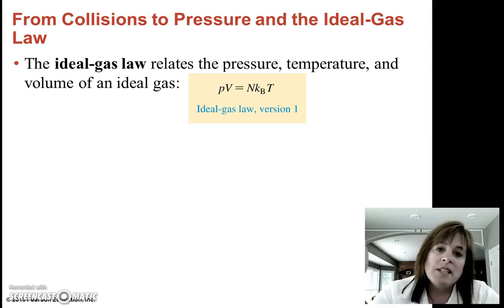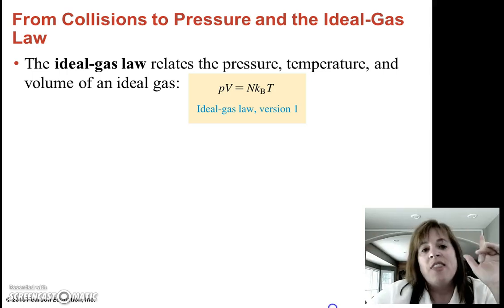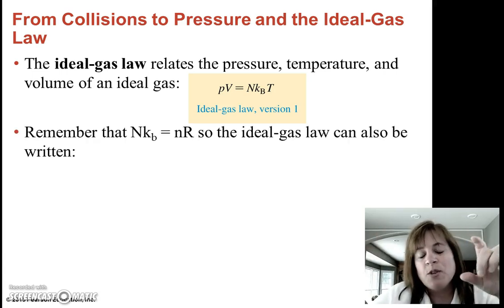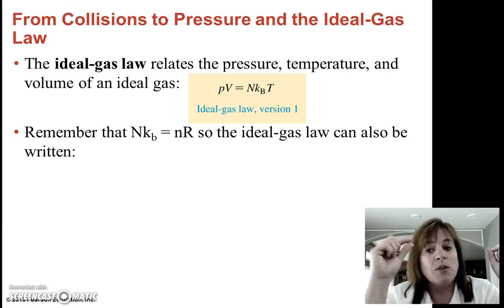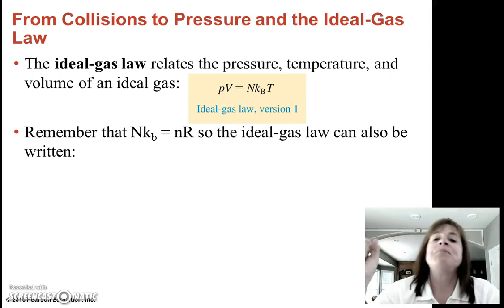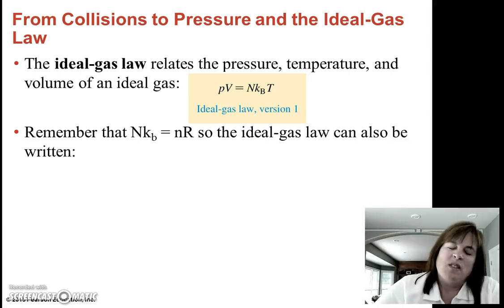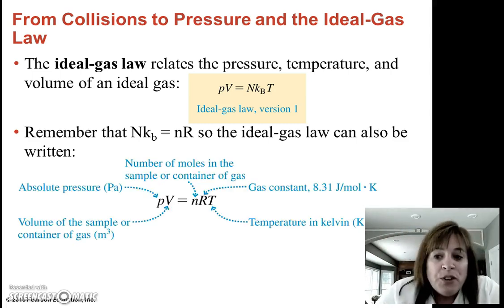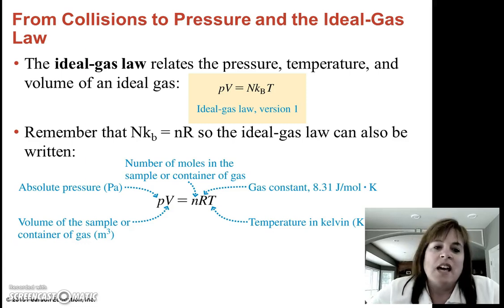But you've probably seen it in another way, because remember that number of molecules times Boltzmann's constant is equivalent to number of moles times R, the gas constant, 8.31. So we can write this in a way that you've probably seen before, in the familiar form, PV equals nRT. Now, a couple things about units. Units are very important.